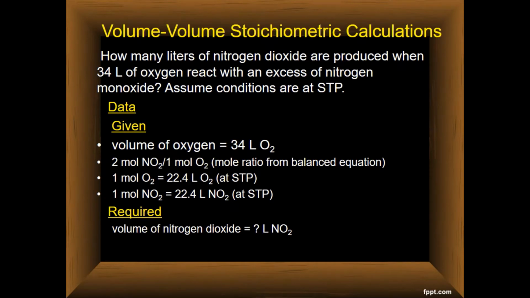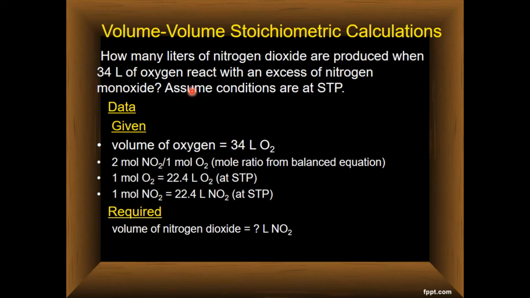Okay, the last chemical calculation, or stoichiometric calculation, will be volume stoichiometric calculation. So the question is, how many liters of nitrogen dioxide are produced when 34 liters of oxygen react with an excess of nitrogen monoxide? Assume the conditions are STP. What is STP? Standard temperature and pressure.